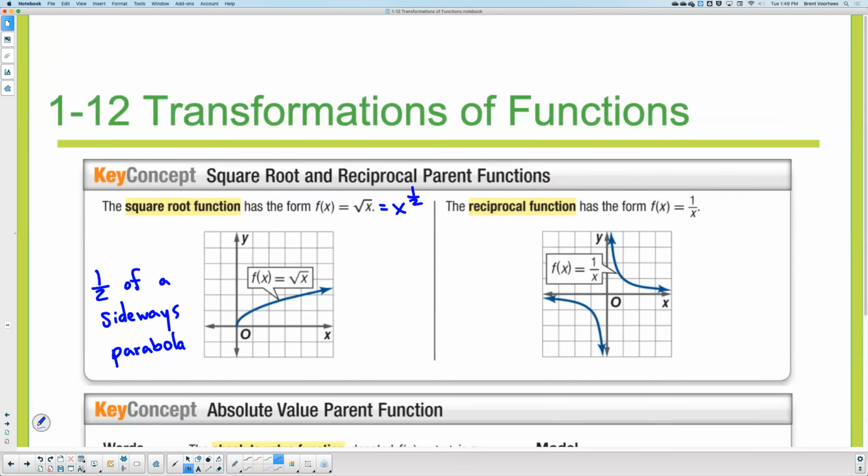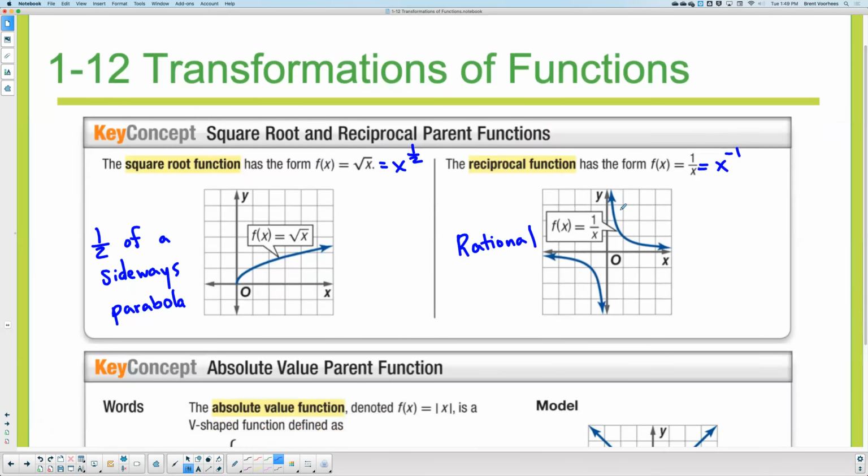Now, reciprocal is the same thing as having a negative power. This is the power of -1. They call it reciprocal. We might call it rational. So write that down. And as far as the shape goes, I oftentimes call these C-curves.